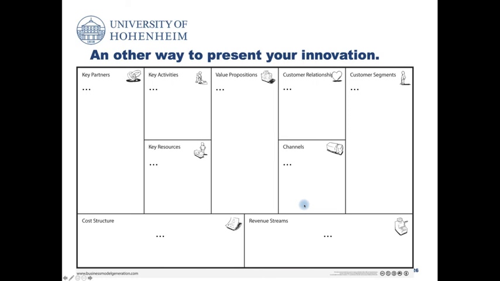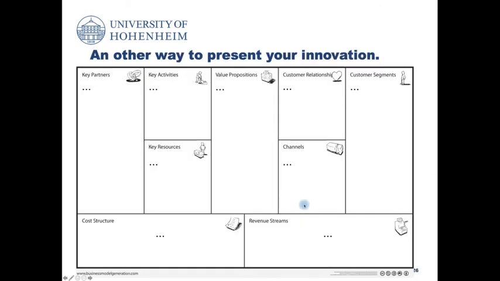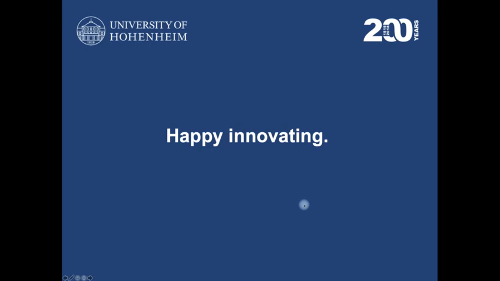And if you want to present the value proposition, I think we have already mentioned in the course the value proposition canvas. It's very good for summarizing the insights about the customer problems. So what do you want to address with your innovation? And it provides a nice visual representation of the value proposition. So the value proposition canvas can lead into the value proposition of the business model canvas. All right, so that was about 24 minutes of ideas and structures for presenting your innovations.